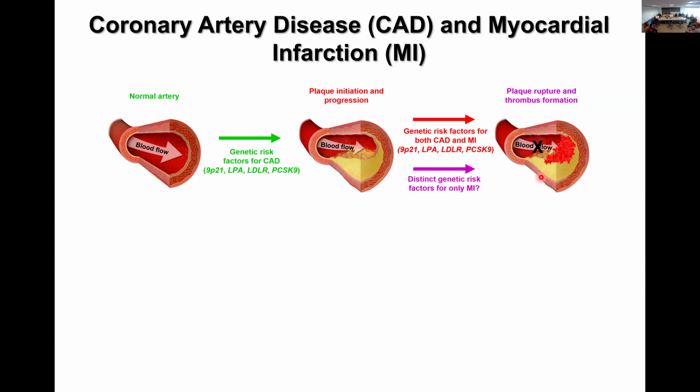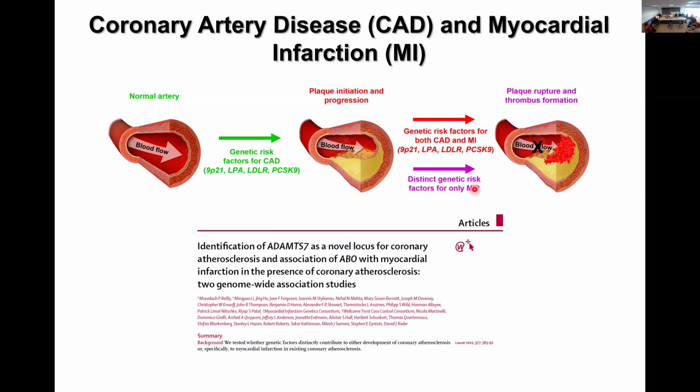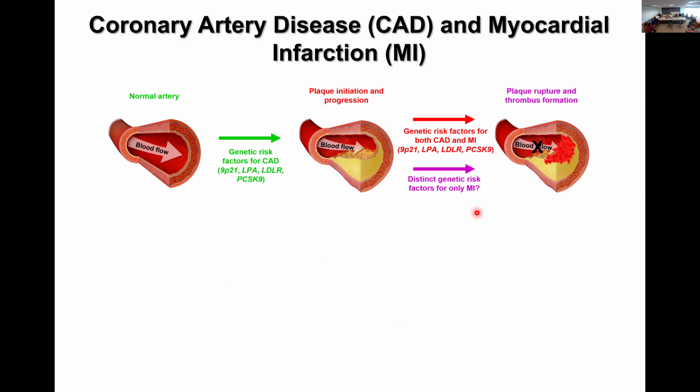Is there any evidence of this? About 15 years or so ago, Murdoch, Riley, and Dan Rader at Penn, in a study that we were part of, did an analysis where they compared people with heart disease and MI to people with only heart disease, and found that ABO blood group is a risk factor for heart attack and stroke that does not contribute to plaque buildup at all. So that was one of the first pieces of data suggesting the question I have here in purple: are there distinct genetic risk factors for only MI? The answer is yes. ABO certainly would fit the bill. The question is, is there more? Are there more that we can find using large-scale approaches?